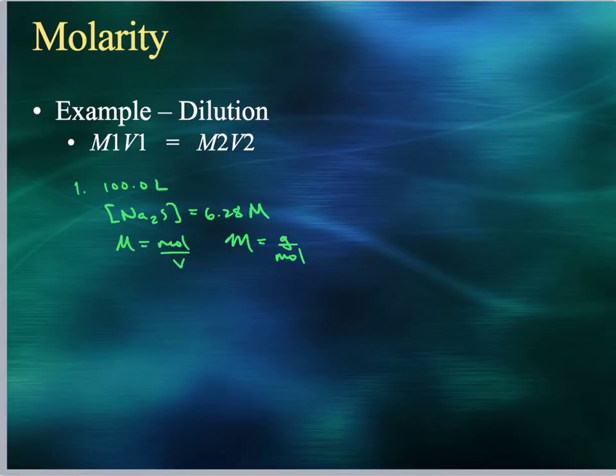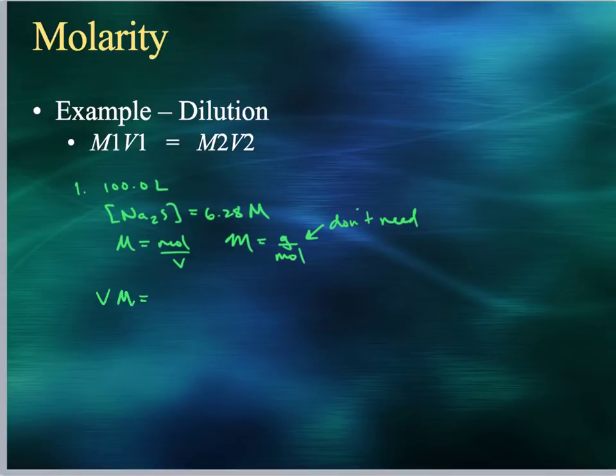Well, this one is actually not even going to need this second equation. This first section, you don't need this, because we were already given a molarity, in this problem 6.28, and the volume is already in liters. So this first one, we simply have to solve for the number of moles.